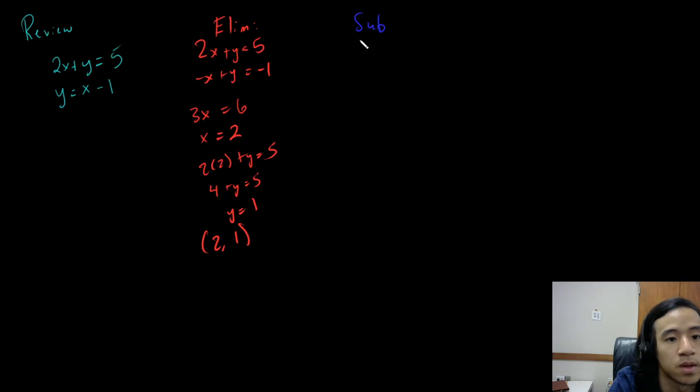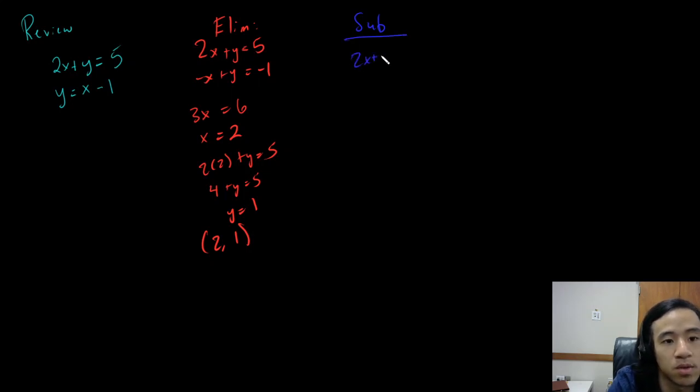Alright, so the other way to do this is substitution. That's solving for one of the variables and then substituting that into the other equation. In this case, it's really nice: y is already solved for, so I can plug in x minus 1 into the first equation. Let's see what that looks like.